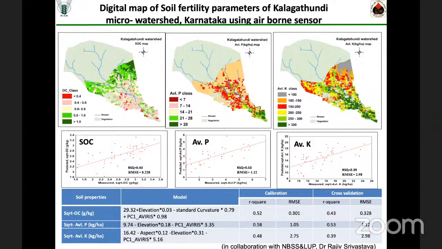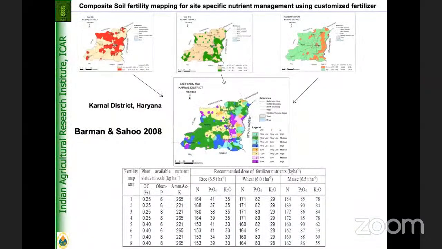But our purpose in saying this is that you have a huge amount of data captured by the sensor. How best can we use those data to indirectly generate some of the indicators of soil health or soil fertility parameters, doing some machine learning programs, and come out with regional scale fertility mapping? Once you generate a fertility map of an area, then you can put them together. For example, these different colors you see for Karnal district of Haryana say low, medium, high of the organic carbon, phosphorus and potassium, and you put them together in a GIS environment, you get a homogeneous unit generated like this.